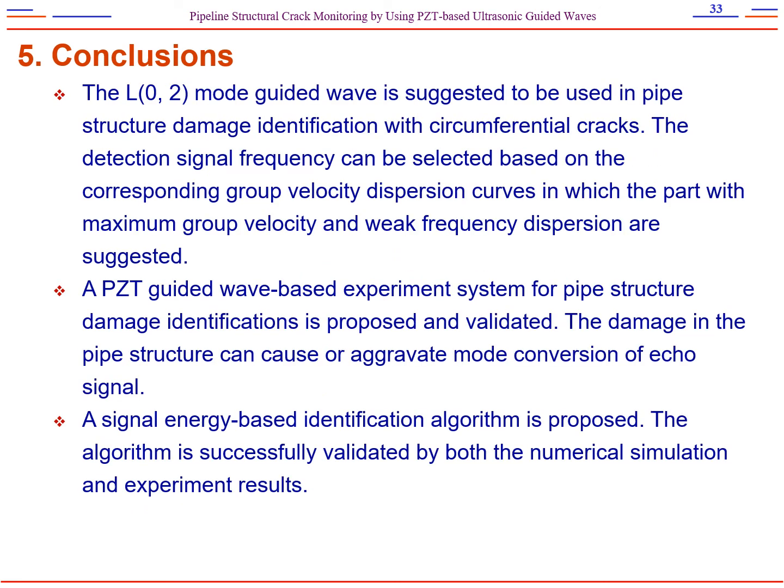The L02 mode guided wave is suggested to be used in pipe structure damage identification with circumferential cracks. The detection signal frequency can be selected based on the corresponding group velocity dispersion curves, in which the part with maximum group velocity and weak frequency dispersion is suggested. A PZT guided wave-based experiment system for pipe structure damage identification is proposed and validated.